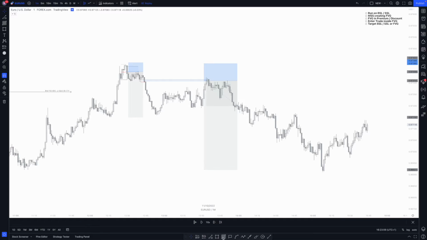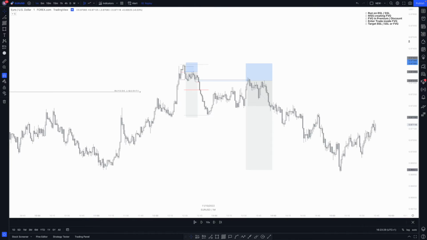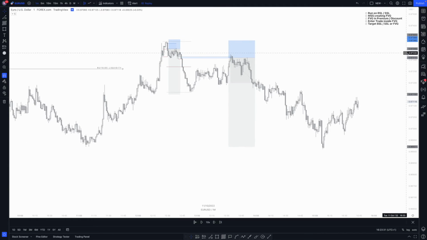Again, in this example right here, if you go from the low to the high, you will notice that this fair value gap is in the premium. Maybe you want to even drag it out to this high, which would be absolutely fine. It's still within the premium and it's still valid to take. So then you would enter the trade inside the fair value gap, which we have done right here, and then target buy side or sell side liquidity, or even a fair value gap, which I've just gone through there.